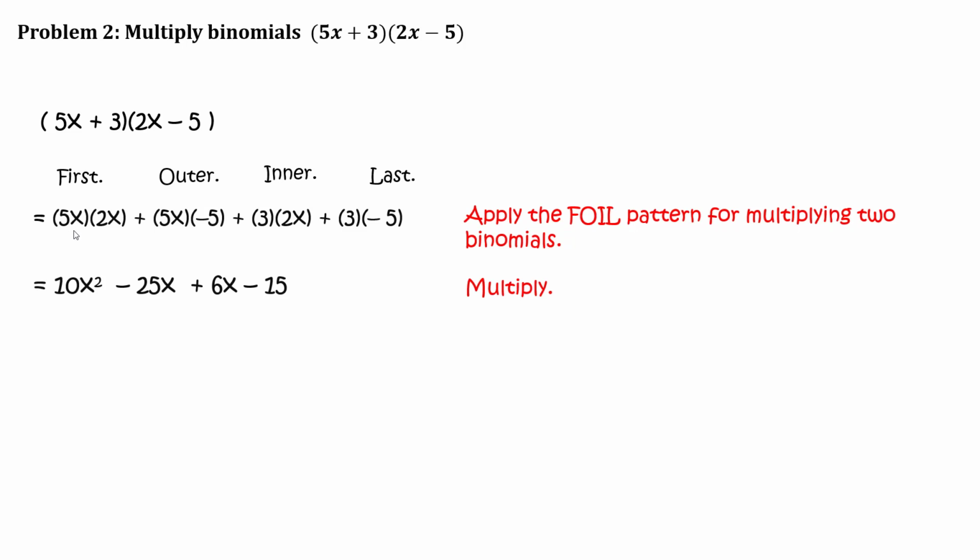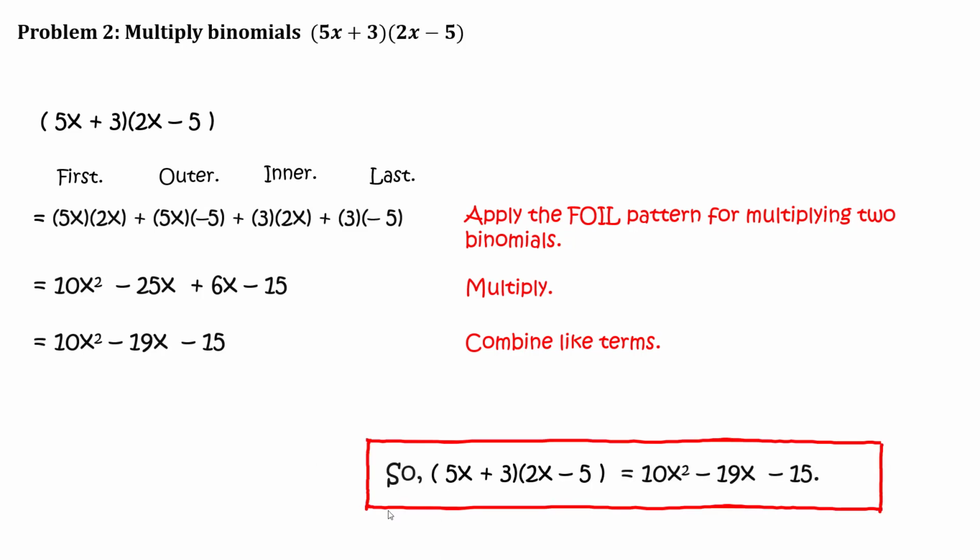When you multiply, 5x times 2x is 10x squared, 5x times negative 5 is negative 25x, 3 times 2x is 6x, and 3 times negative 5 is negative 15. And when you combine like terms, you get 10x squared minus 19x minus 15. So 5x plus 3 times 2x minus 5 equals 10x squared minus 19x minus 15. And again, next time I'm going to be giving you the answer, and we're going to have to come up with the two binomials that result in that quadratic trinomial, okay?